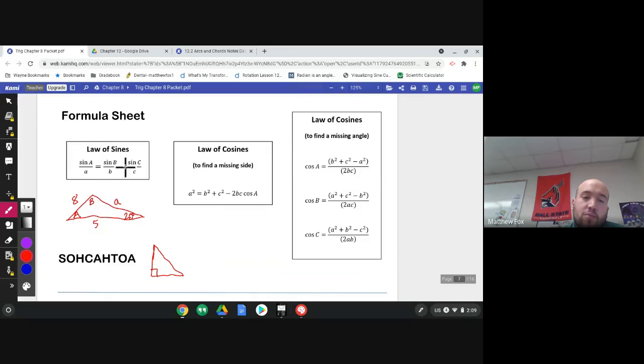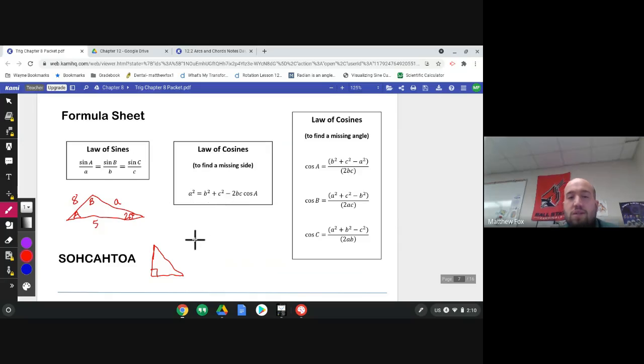I could use that to help me solve. I would know what angle B is. Then we could find angle A because all three angles add up to 180. And then I could do the same thing again to find what little side A is. In order for the law of sines to work, we have to have an angle that is opposite one of the sides we have.